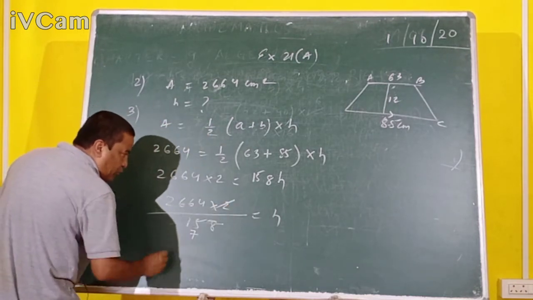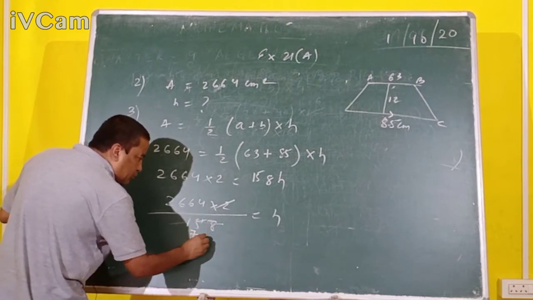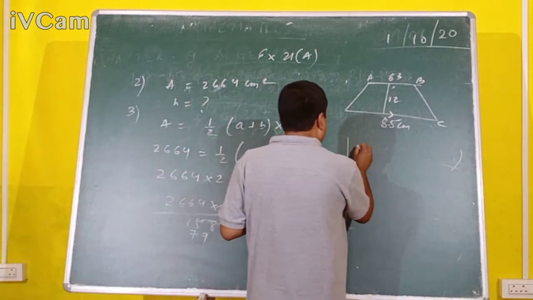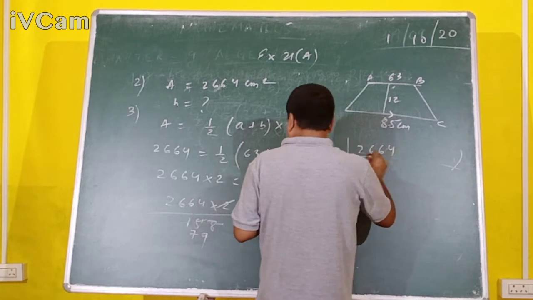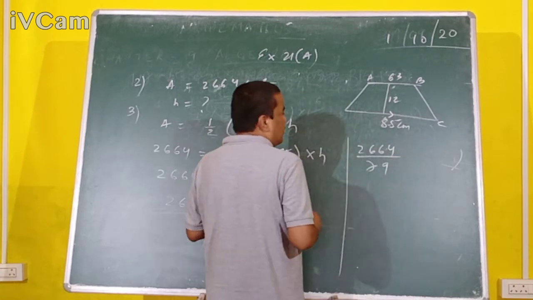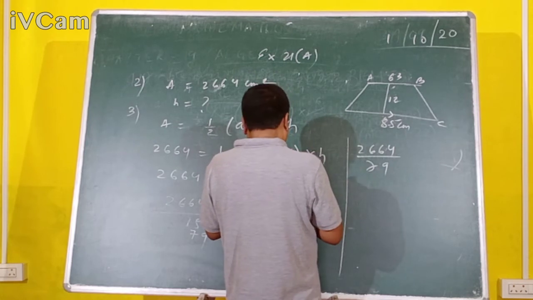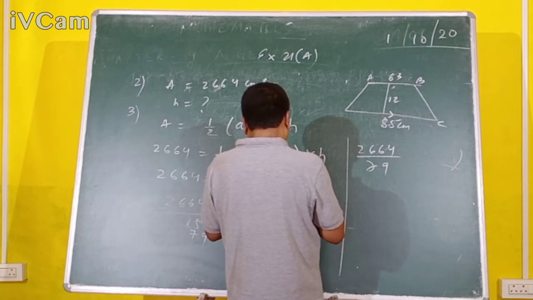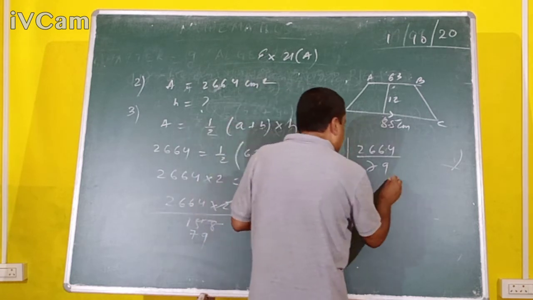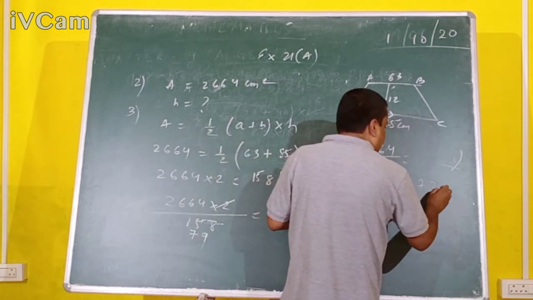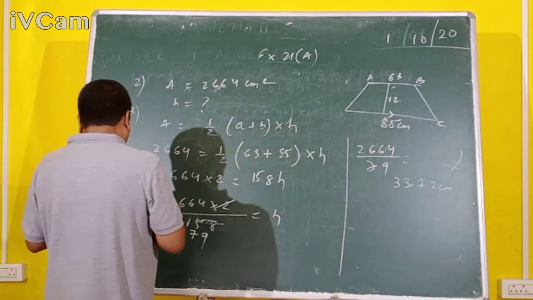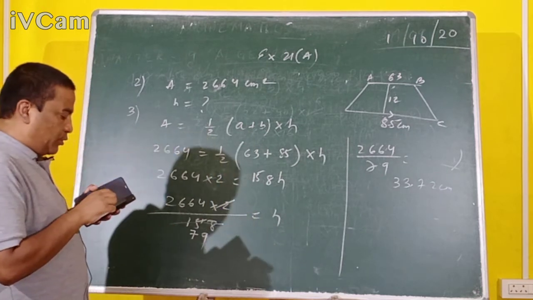2 7s are 14, 2 7s are 14, 2 9s are 18. After that, 2664 divided by 79. You just divide 2664 by 79, you will get the answer. Okay, 2664 divided by 79 is approximately 33.72. What is the unit? The unit is centimeter. Okay, now next question. We will do one more from trapezium.